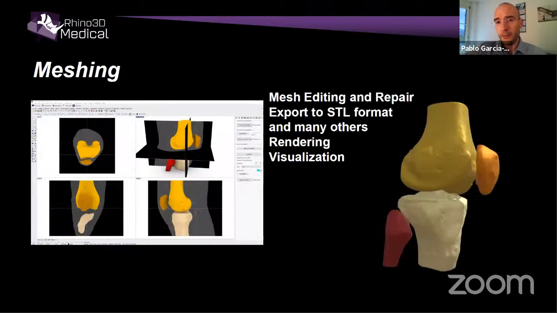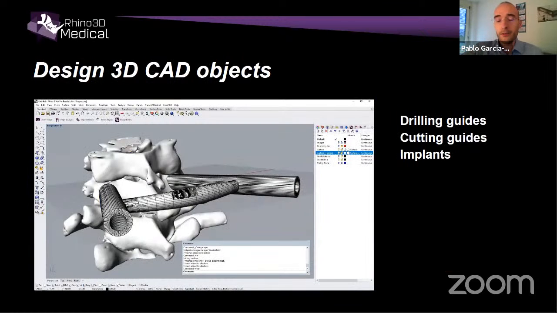Then we can extract meshes from those segmentations, from those regions of interest, and we have them in Rhino as mesh objects. And this can be edited, prepared. This can be exported to STL or to any kind of format, and they can be rendered and visualized. And then on top of that, our toolset in Rhino3DMedical also allows to design CAD objects on top of these segmented ROIs that you can have from your CTs.